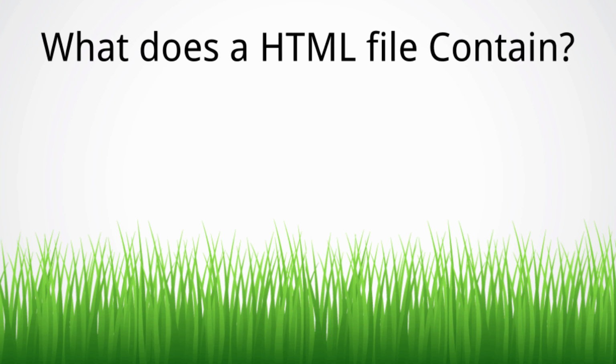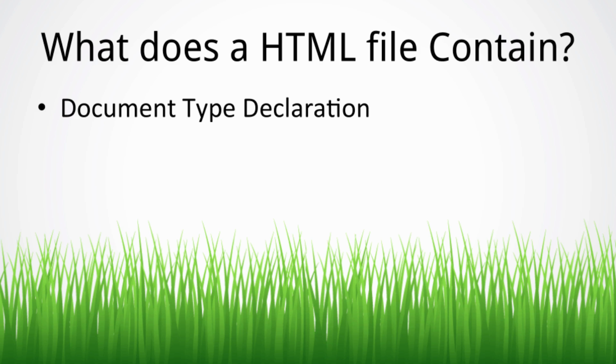What does a HTML file contain? A HTML file contains a document type declaration, a head, a body, and elements. Elements are comprised of opening and closing tags.